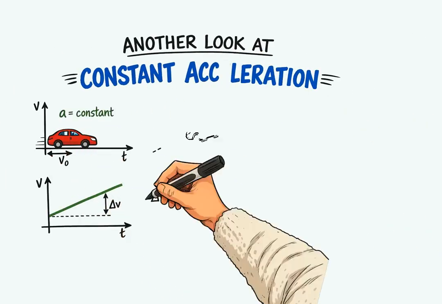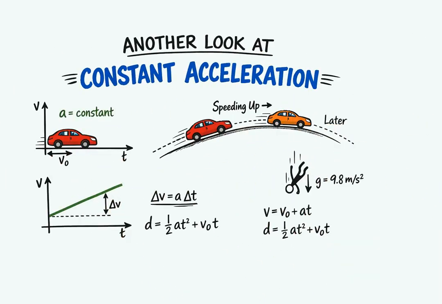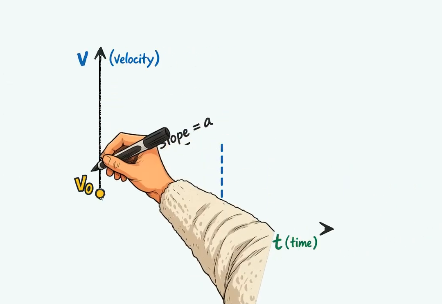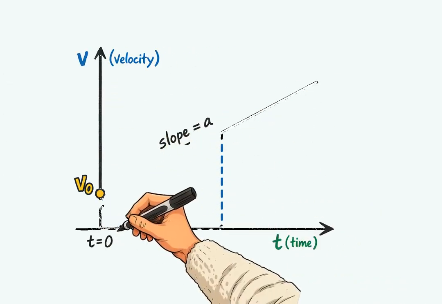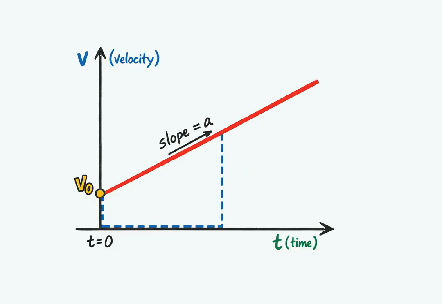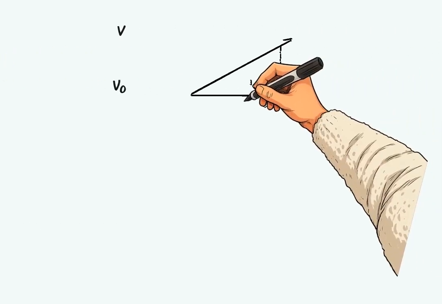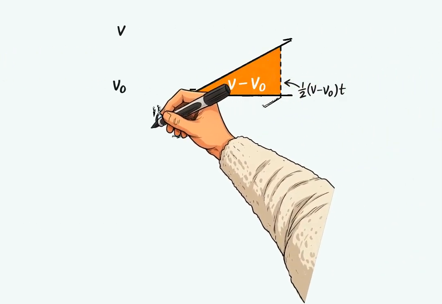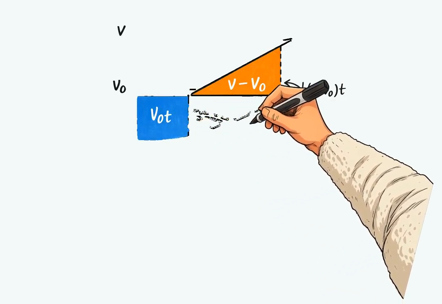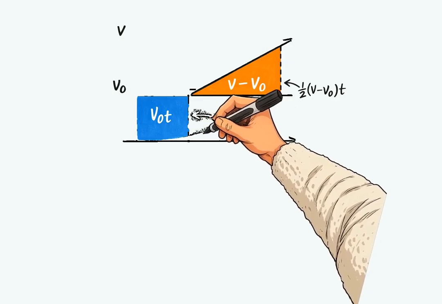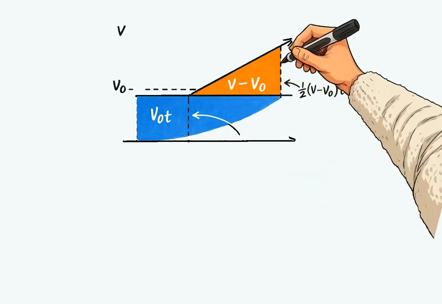Another look at constant acceleration. The constant acceleration equations hang together so cleanly because they are statements about simple shapes on graphs. Constant acceleration means constant slope on a velocity-time graph, so v of t must be a straight line. The value at t equals 0 is v sub 0, and the slope is a. This picture does more than summarize velocity. It gives displacement as area without requiring algebra. Displacement over an interval is the signed area under the v-t curve.